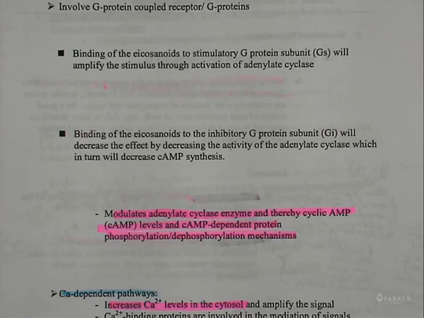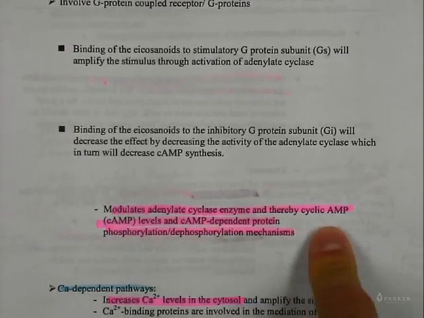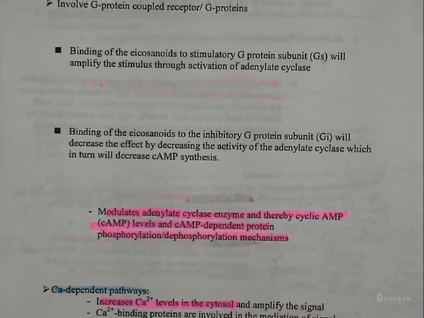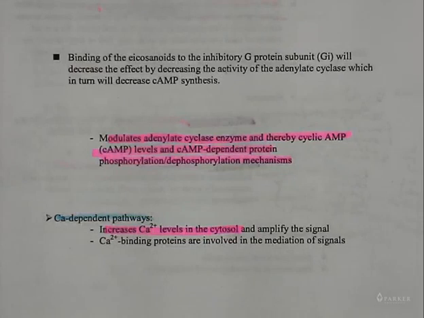So there are 2 mechanisms of action. They can either increase or decrease cAMP. The ones you've got to know are leukotriene D4 and prostaglandin D-I-N-E, which increase cAMP synthesis. They modulate the adenylyl cyclase enzyme and therefore cyclic AMP levels. And there are a couple calcium-dependent pathways, which is that IP3 pathway that we studied before and some other stuff. But primarily G-protein coupled pathways modulating cAMP in some way.